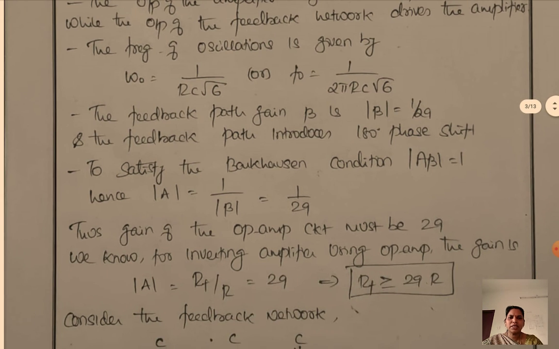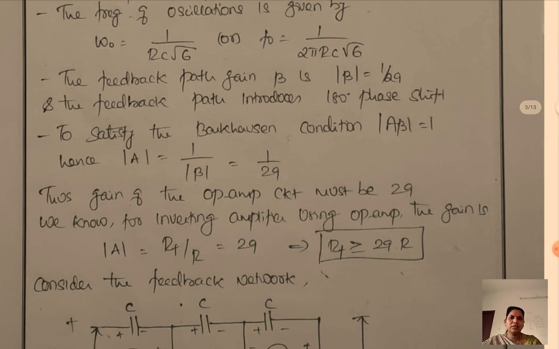So we are able to satisfy Barkhausen's criteria: the feedback path produces a 180 degree phase shift, and since we are using an inverting amplifier, it again produces a 180 degree phase shift. So the overall phase shift is 0 degrees or 360 degrees. So one condition is satisfied. Similarly, we need to satisfy the other Barkhausen condition, that A beta should be equal to 1.